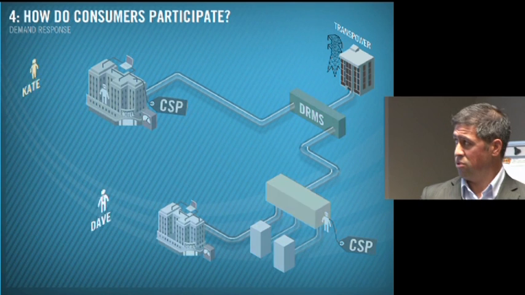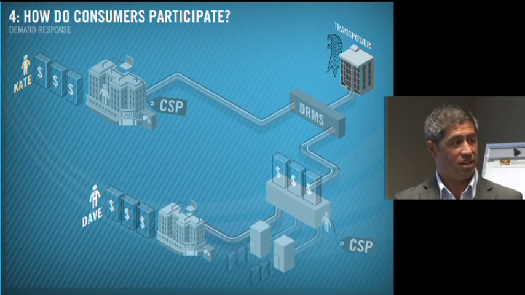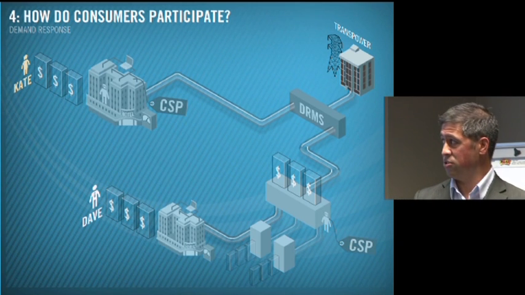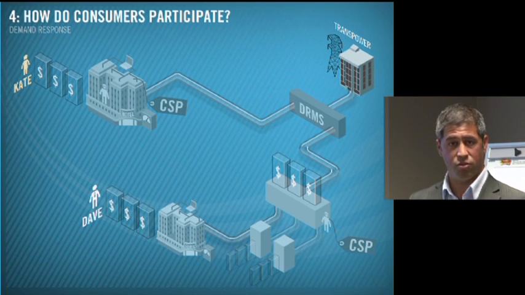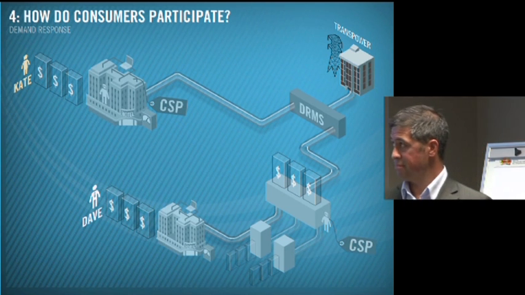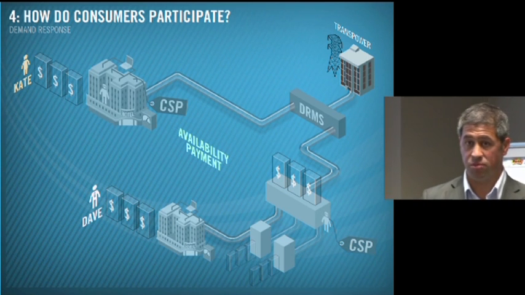So the next step is to understand, I guess, the different financial outcomes for the different setups. So we've got Kate who's directly connected as a CSP and Dave who's going through a third-party CSP. So let's have a look at this availability payment. So we're paying some consumers to be there.